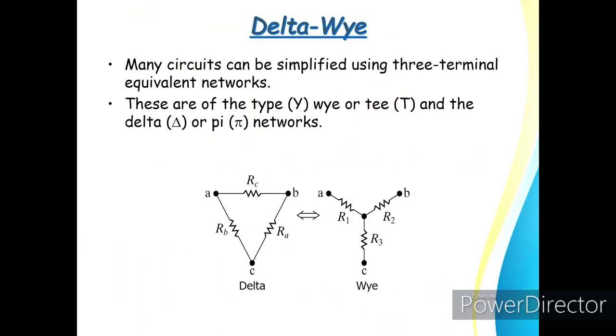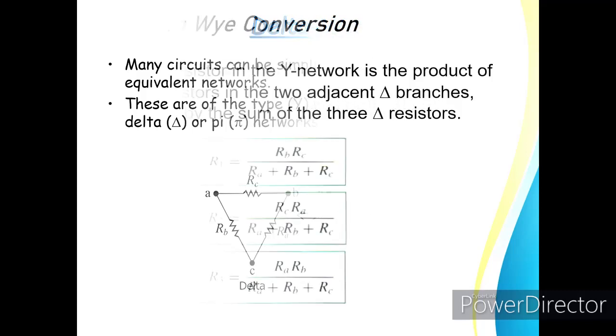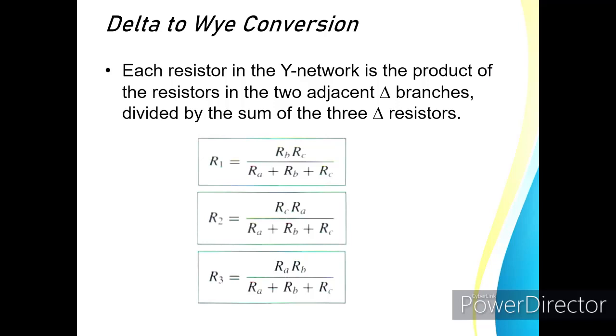So, delta Y. Many circuits can be simplified using three terminal equivalent networks. These are of the type Y or T and delta or pi networks, as the diagram shown below. So this is the formula of delta to Y conversion. Each resistor in the Y network is the product of the resistors in the two adjacent branches, divided by the sum of the three resistors.